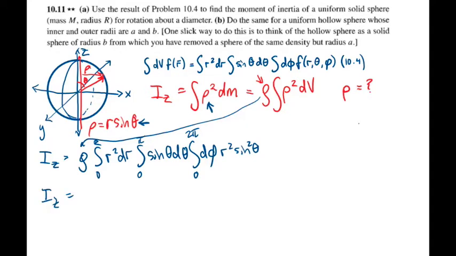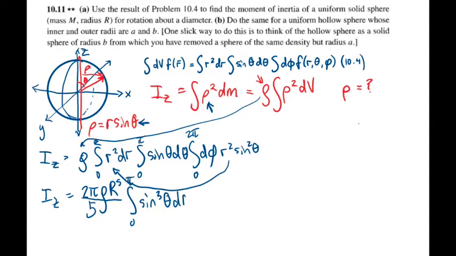So let's first pull out the phi integral. Since there's no function of phi, it just becomes a constant 2 pi out front. Let's do the r integral. Combining the r's, we have r to the 4th dr, which integrates to r to the 5th over 5, since we're integrating from 0 to capital R. And then we're just left with the integral from 0 to pi of sine cubed of theta d theta.